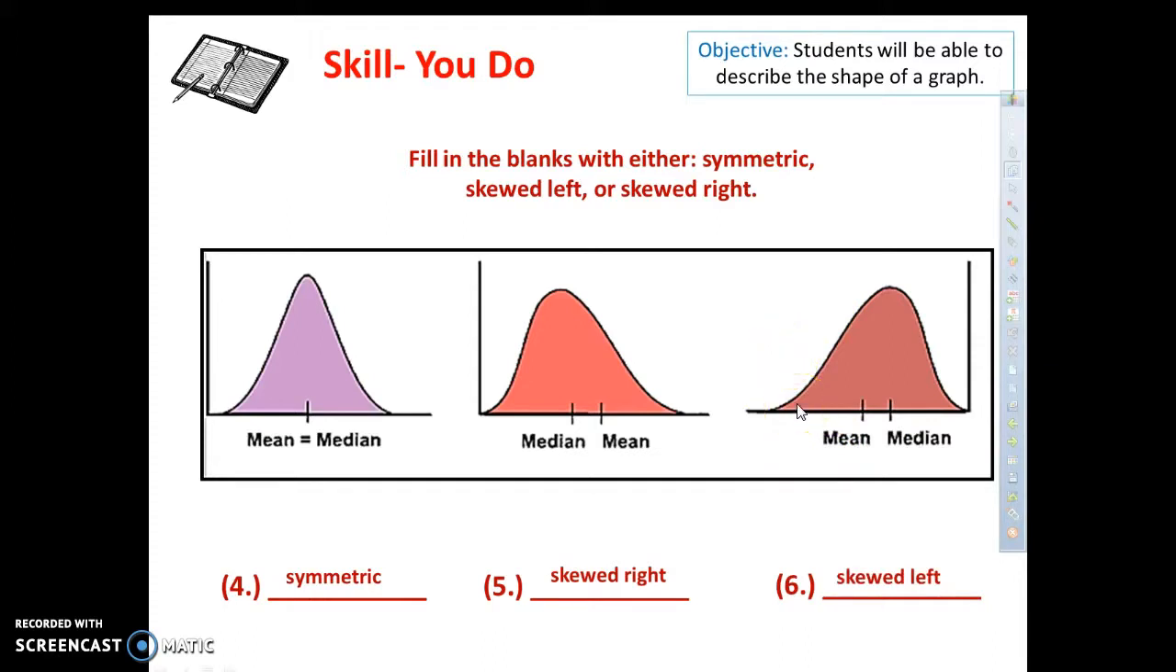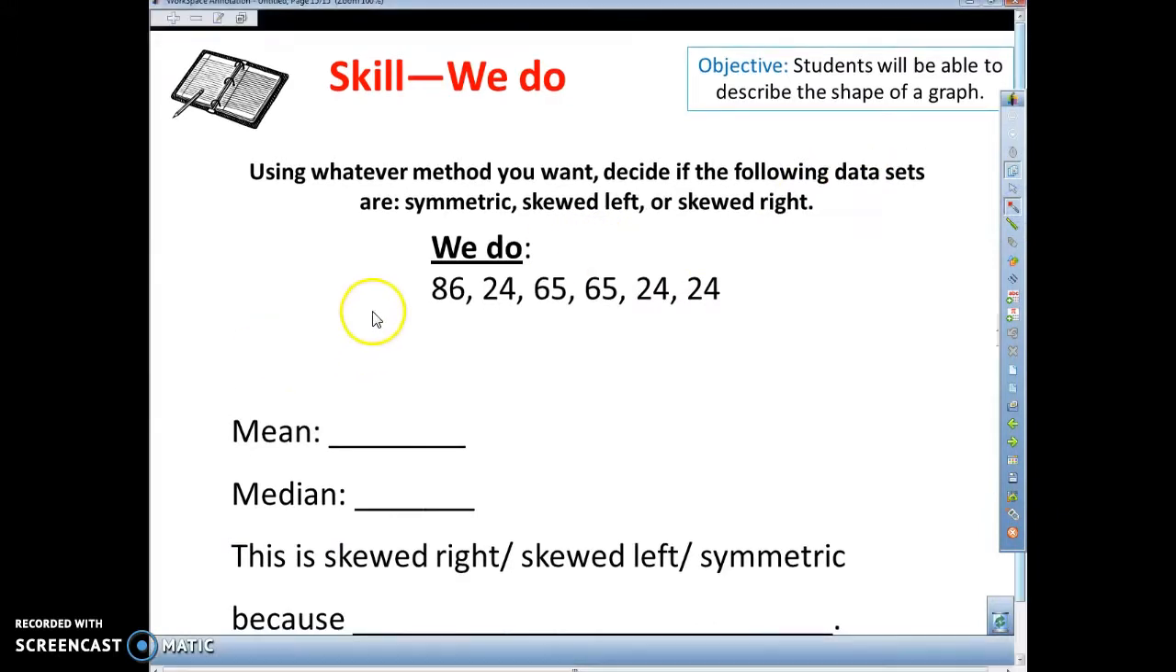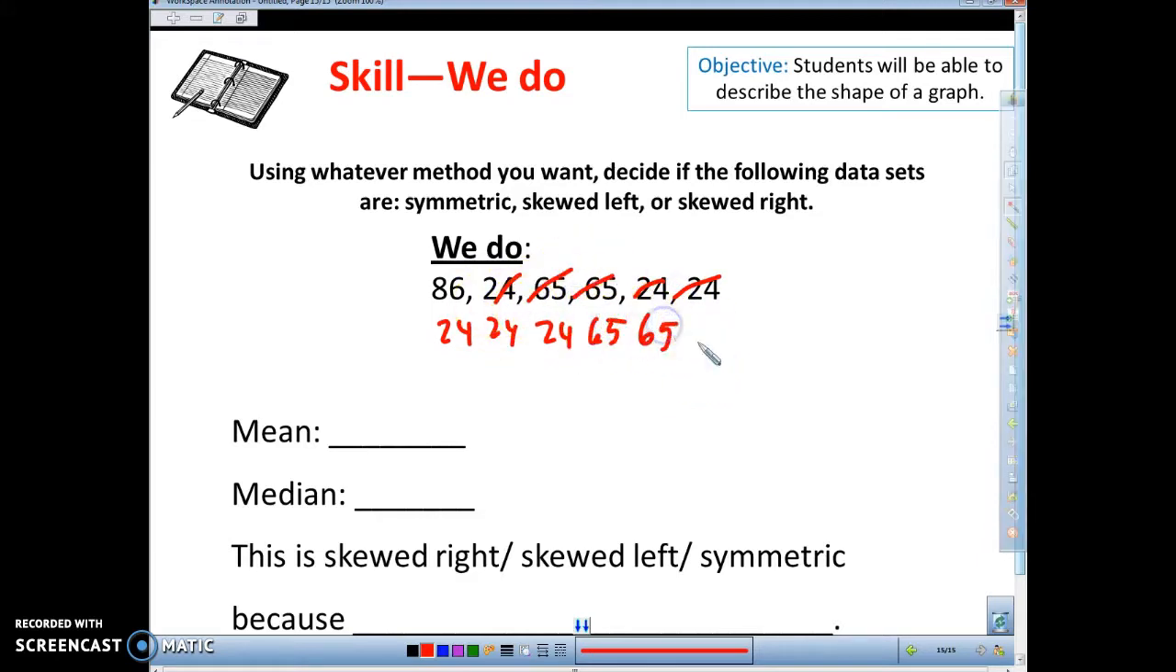The examples we're going to look at right now kind of deal with the mean and median concept. So please go ahead and write down these values in your notes. 86, 24, 65, 65, 24, and 24. And what we want to do is calculate the mean and the median. So I'm going to go ahead and reorganize them: 24, 24, 24, we have 4 of those, 2 65s, 65, and 86. So here's my numbers.